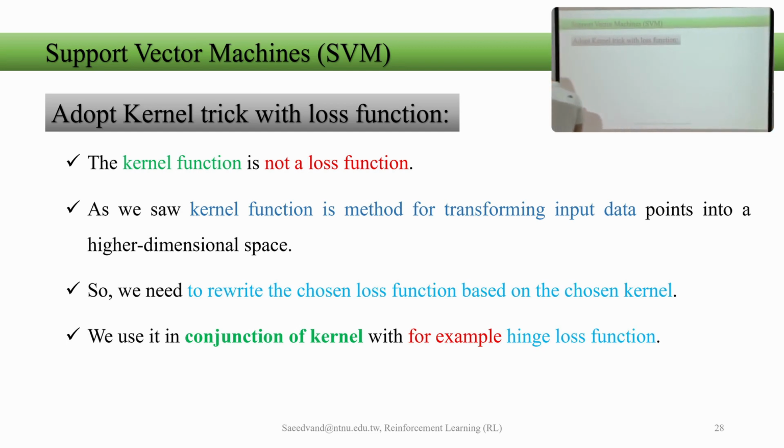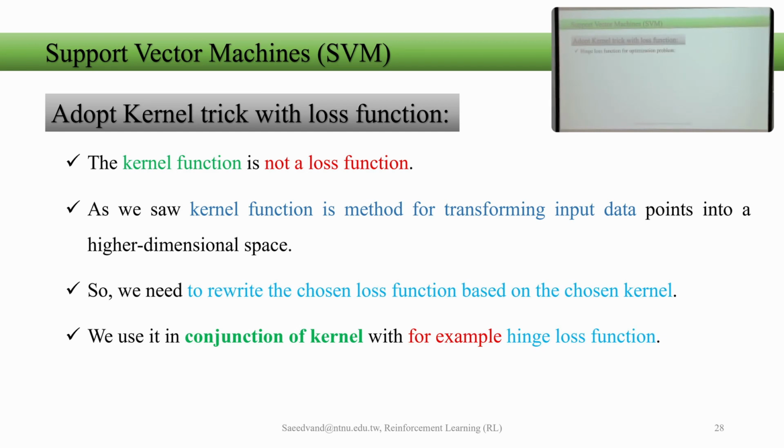Now, as I mentioned, we have those kernels and the objective, and now we need to put it all together. Of course, we will have a little bit of a super big equation. But before getting to that point, the kernel function is not a loss function. The kernel function method transforms input data into the higher dimension. So we need to rewrite the equation as I explained, and we use the kernel in conjunction with, for example, the hinge loss that we defined. We can have other losses too, but I told you that hinge loss is very common to use. Because of that, I am defining hinge loss in conjunction with the kernel that we can use in SVM.